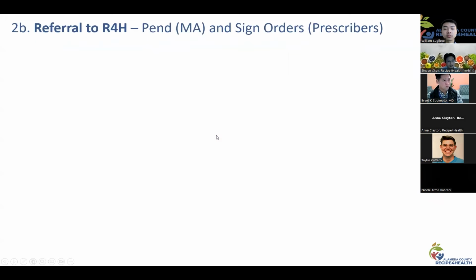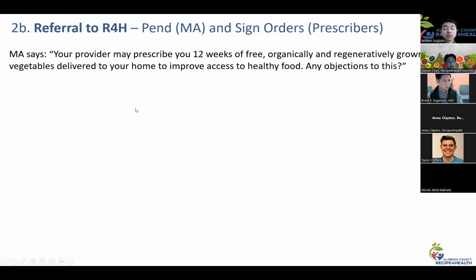All right, second part, you're now referring to Recipe for Health because the MA is saying, oh, you're food insecure, I want to get you into CalFresh, but I'm going to potentially set you up to get the rest of Recipe for Health. Or you're the psychiatrist and you're saying, not only are you food insecure, but there's some other resources we can get you with Recipe for Health. So again, you can use these or not. Your provider may prescribe you 12 weeks of free, organically and regeneratively grown vegetables delivered to your home to improve access to healthy food. Any objections to this?